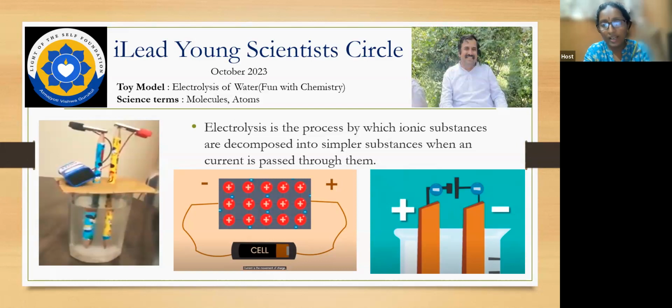Okay. So electrolysis is a process by which ionic substances are decomposed into simpler substances when an electric current passes through it. First of all, sharpen your pencils at both the ends. First, we'll start with the experiment. This explanation is enough. Now what we will be doing is, we will pass current through this water and we will see how we can separate hydrogen and oxygen atoms.